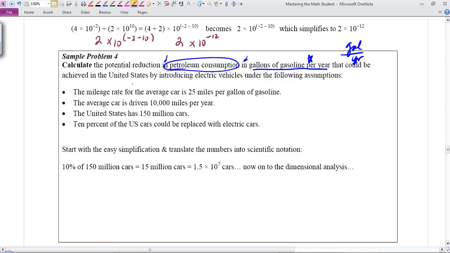And that could be achieved in the U.S. by introducing electric vehicles under the following assumptions. The mileage rate for the average car is 25 miles per gallon.